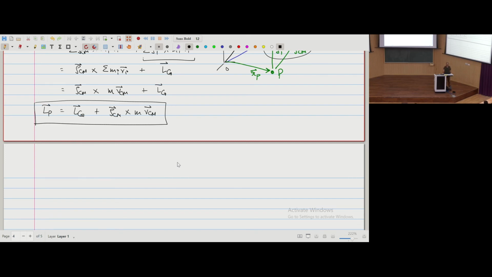Well, that was the first half. The second half is to now differentiate this with respect to time.